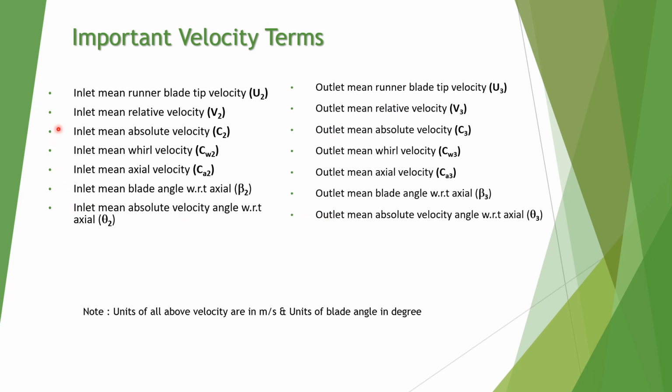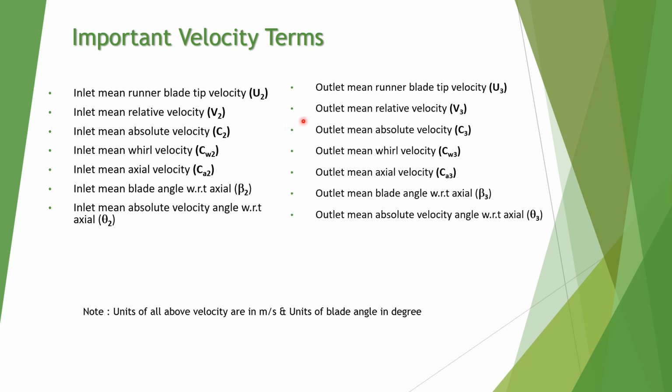Inlet velocity terms are: inlet mean runner blade tip velocity u2, inlet mean relative velocity v2, inlet mean absolute velocity c2, inlet mean whirl velocity cw2, inlet mean axial velocity ca2, inlet mean blade angle with respect to axial beta 2, and inlet mean absolute velocity angle with respect to axial theta 2.